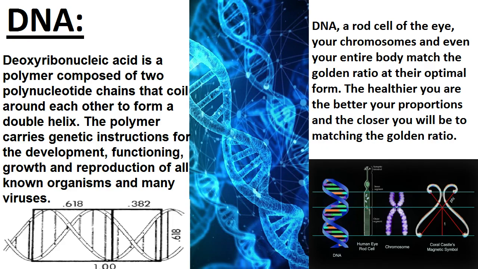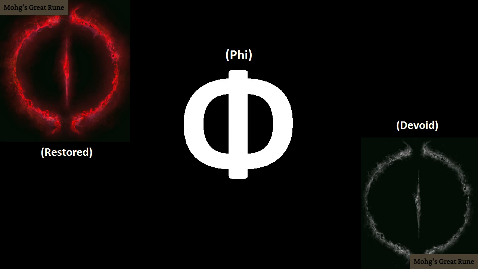The DNA molecule measures 34 angstroms long by 21 angstroms wide for each full cycle of its double helix spiral. These numbers, 34 and 21, are numbers within the Fibonacci series, and their ratio, 1.619, closely approximates to phi, 1.618. Also worth mentioning, Mogg's Great Rune symbol mirrors the symbol used to identify phi.